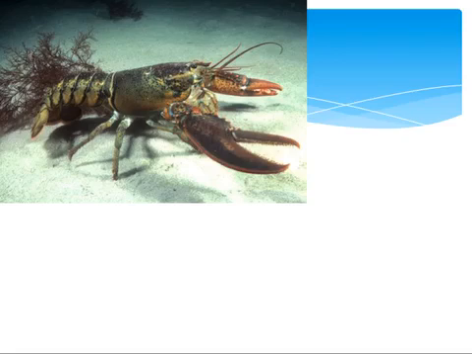So common examples of decapods are lobsters. Okay, and you can kind of see 1, 2, 3, 4, 5, with the 5th, the front, being modified into a big pincher.